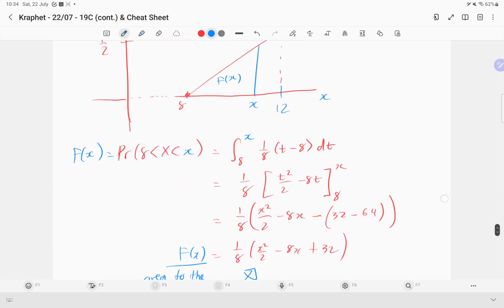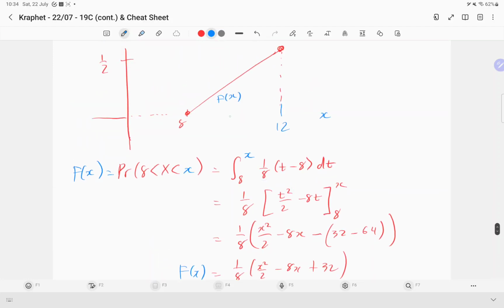Okay, so the area from 8 to 10, using the big F notation, we calculated that it's 1 over 4. So this area would be 3 over 4.